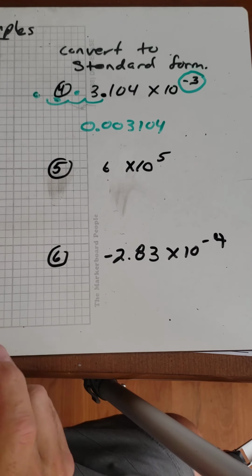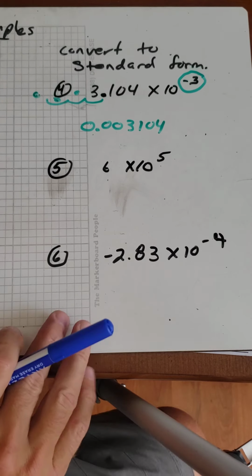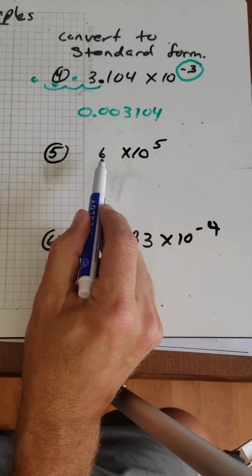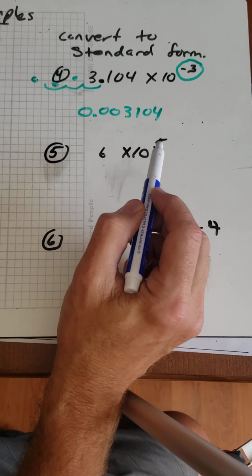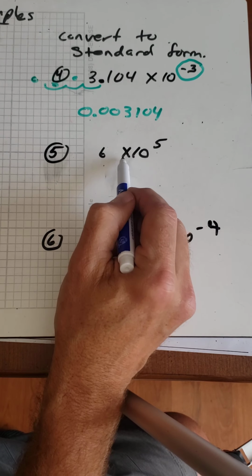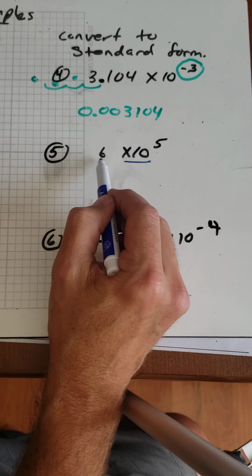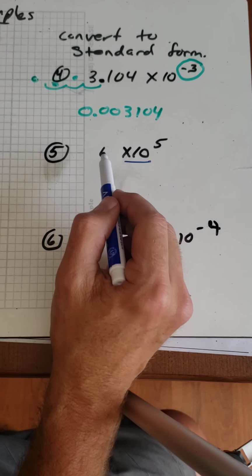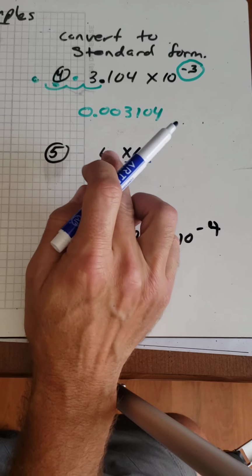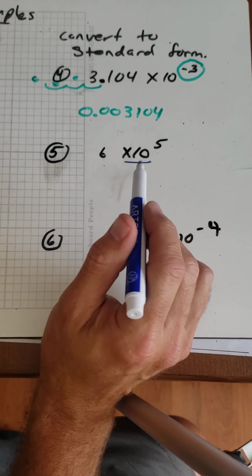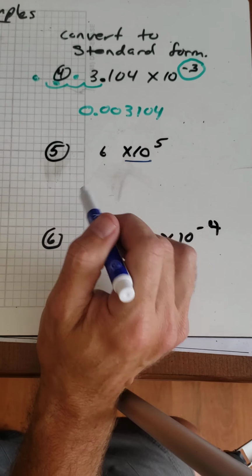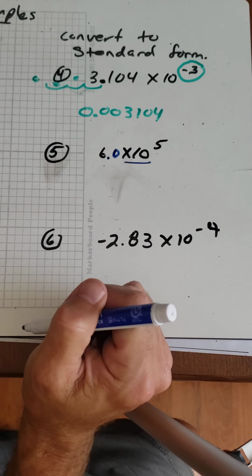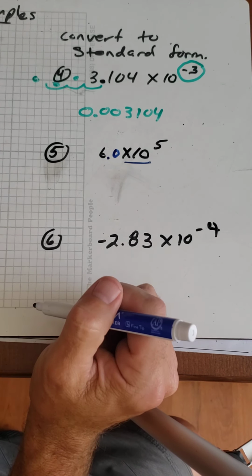Okay, now number 5. You might notice, where's the decimal point, right? Well, first of all, is it in scientific notation? Well, it's times 10 to the something. And is this number bigger than 1 but smaller than 10? Yes, it is. So your scientific notation does not need to have a decimal point as long as the number is between 1 and 10, although we almost always write 6.0 like that in scientific notation.